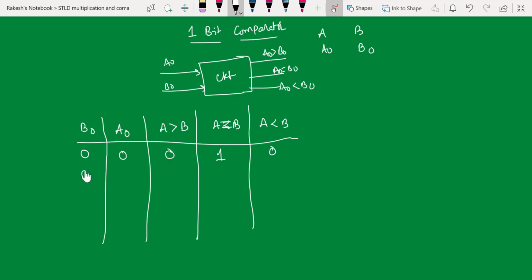When you keep 0 1, that means your A0 is greater than 1 and remaining 2 will be 0. When I keep 1 0, that means your B is greater, that means A less than B will be 1 and remaining are 0. When both are 1 1, your A equals B will be 1 and rest all are 0s. So you got the input combinations and their required output. Now I am going to make 3 K-maps: one K-map for A greater than B, one K-map for A equals to B, one K-map for A less than B.